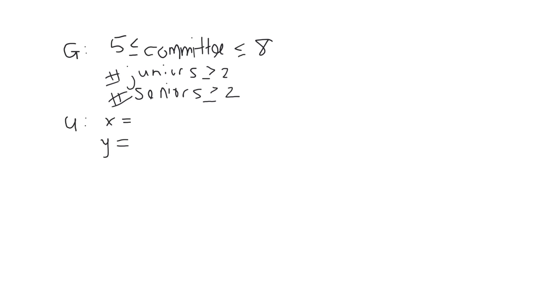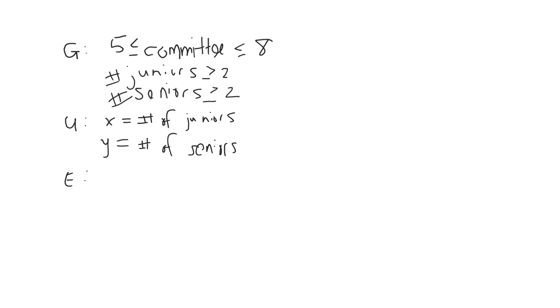This is a nice problem because it tells us what the x and y have to value. X is the number of juniors. And y is the number of seniors. So then we can go on to our inequalities now.